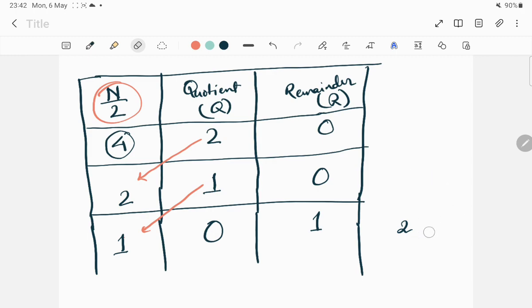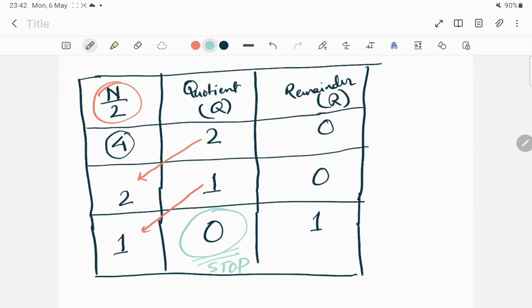Now I clear up all this. Now you can see that we have arrived, this position has become 0, so we will stop here. Okay, now after stopping here, we have got 0 and we have stopped. Now what we will be doing is reading this whole thing in a reverse way.